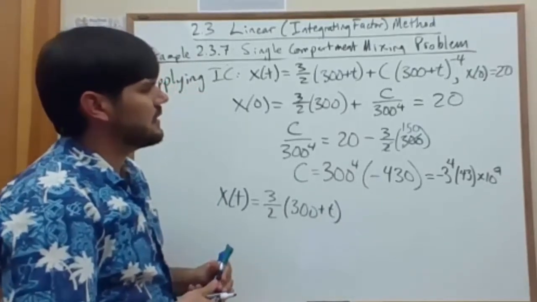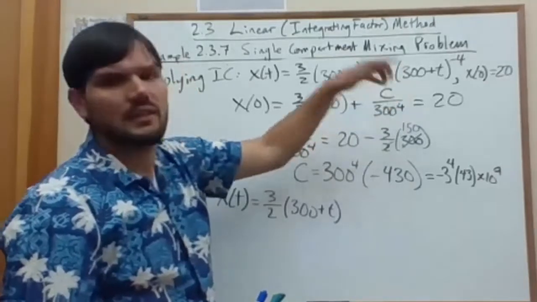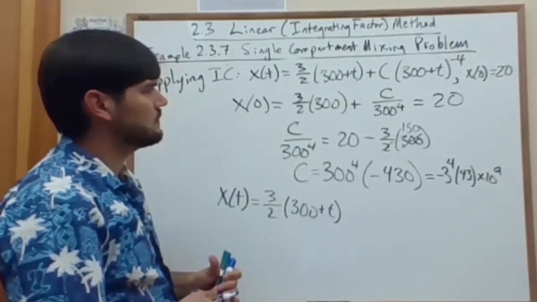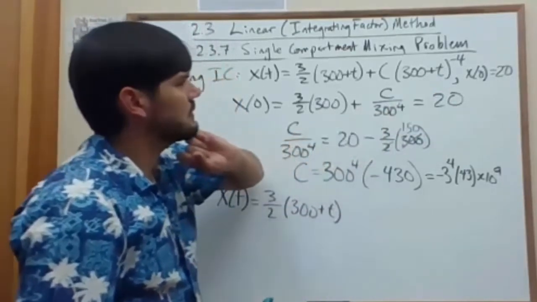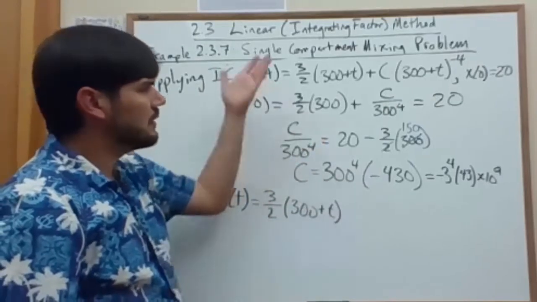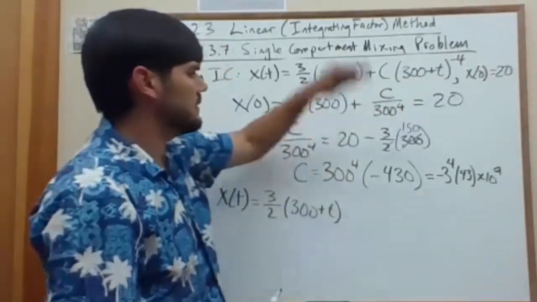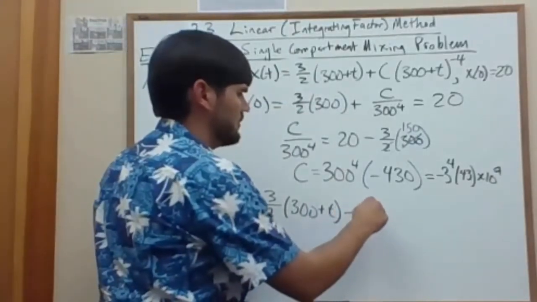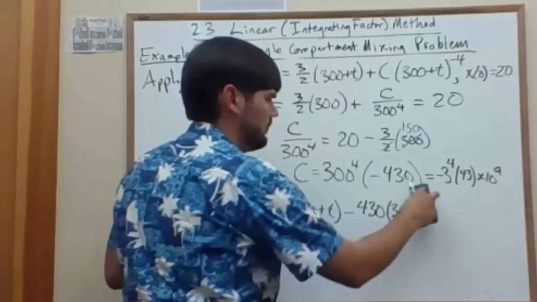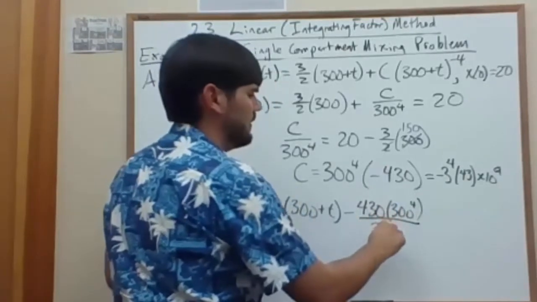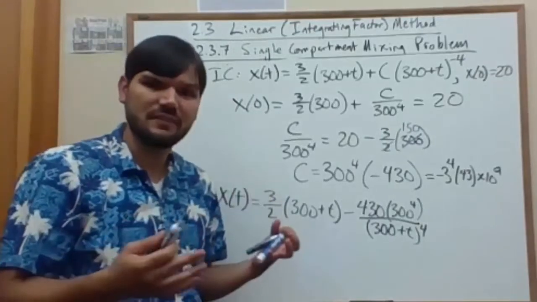Now let's quickly see which form is most simple to plug c into. Well, c is multiplied by something to the negative 4th power. And you notice that when t equals 0, we end up having a 300 to the 4th on the bottom. So maybe this is the simplest form to write it, so that we can check that when t equals 0, it knocks out the 300 to the 4th. Maybe that's it. So 430 times 300 to the 4th divided by 300 plus t to the 4th power. So that is our specific solution.